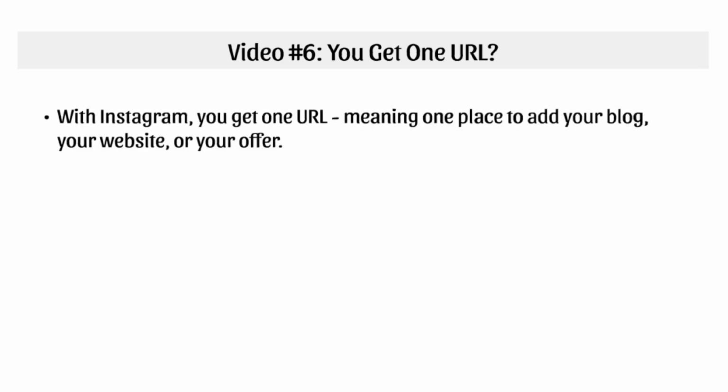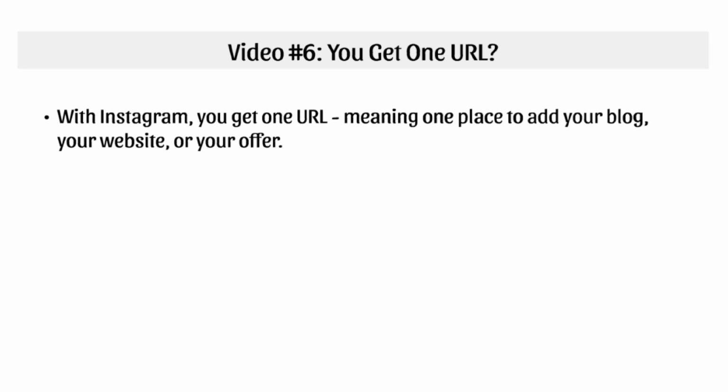So that's the reality with Instagram, you get one URL, meaning one place to add your blog, your website, or your offer. It's not like Facebook where you can create a post every single time and put a URL directly to your offer. You get one URL, so you've got to choose it wisely. So the question is, what URL should you use? In this particular video, I'm going to talk briefly about the concepts, the fundamentals, and then I'm going to go to Instagram.com and I'll show you what we're looking at.